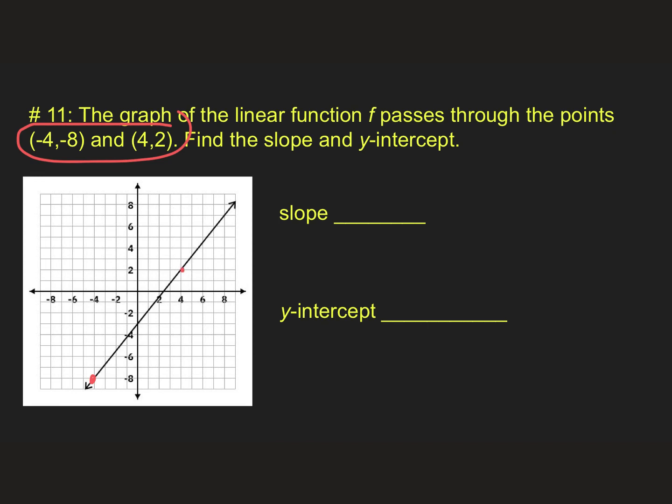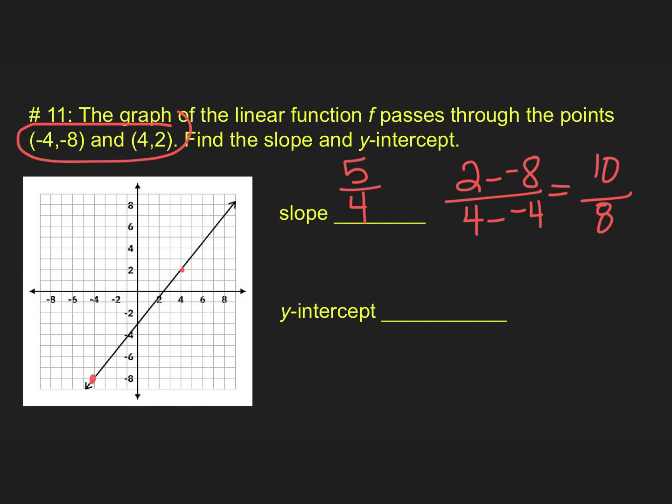Guys, I can do y2 minus y1 over x2 minus x1. If that is easier for you, then please do that. y2 minus y1. 10 over 8 does reduce. You must have the most reduced form. It is 5 over 4.